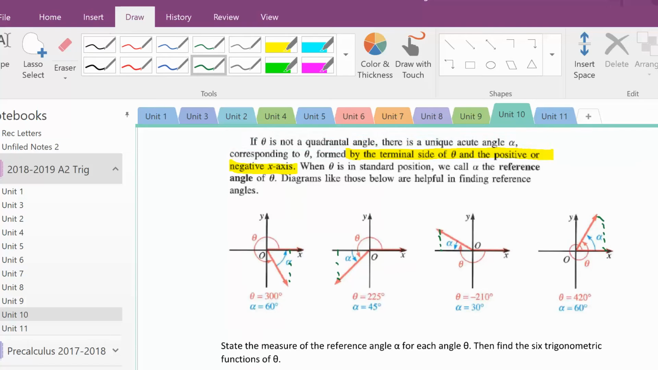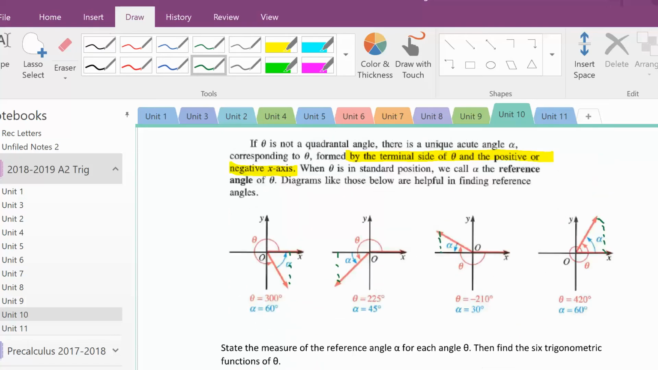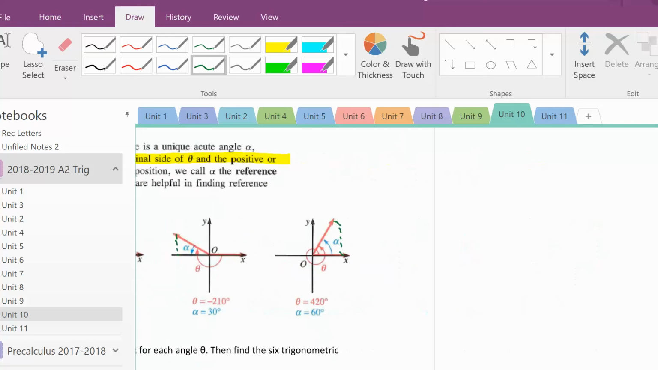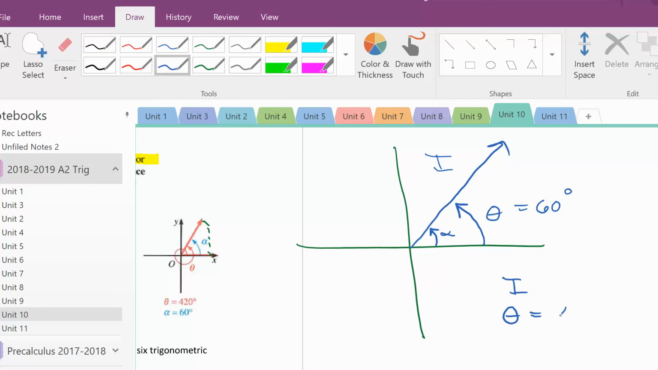All right, so first, we're going to find the reference angle here for 135 degrees. So let's go over some rules first. All right, so to find a reference angle, let's say that the angle's in quadrant 1. Well, theta is the angle, and that angle is 60 degrees. So let's say here's our reference angle, alpha. Our reference angle and the angle in the first quadrant are the same. So in quadrant 1, the angle is equal to the reference angle.